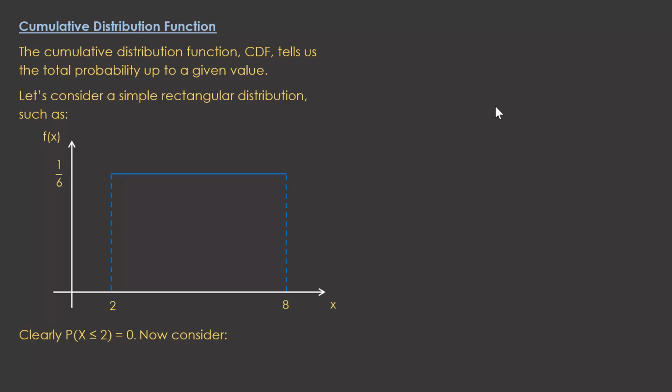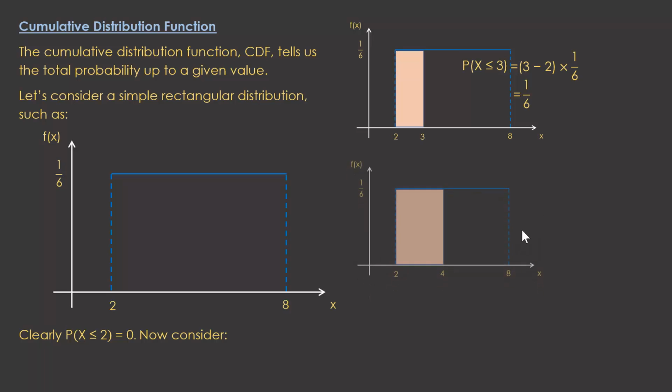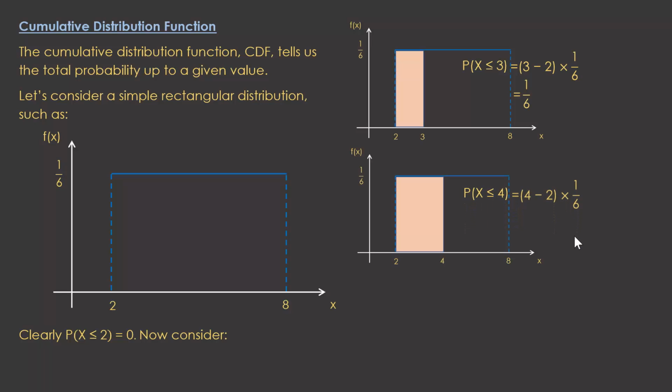Now consider the following. Let's suppose we go up to 3. The probability for 3 or less is going to be the area of this rectangle. So the probability that x is less than or equal to 3 is going to be 3 take away 2, that's the width of the rectangle, times the height, 1/6, which gives us 1/6. Now consider this rectangle. It should be clear that the probability is going to be 2/6 or 1/3.